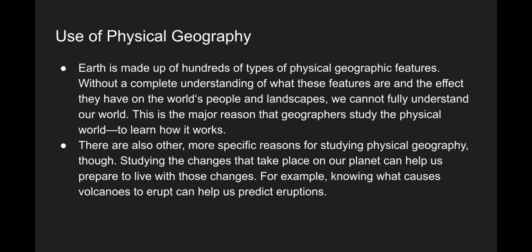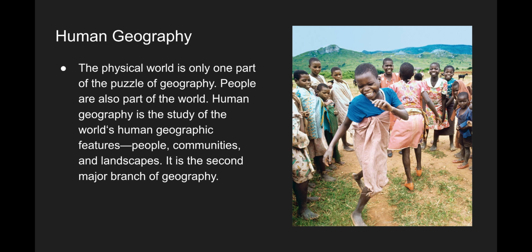The use of physical geography. Earth is made up of hundreds of types of physical geographic features. Without a complete understanding of these features and the effects they have on the world's people and landscape, we cannot fully understand our world. This is a major reason why geographers study the physical world: to learn how it works so it can better help people.